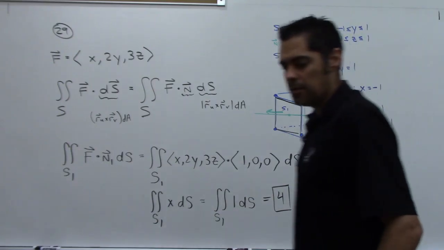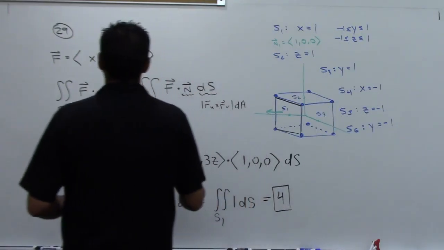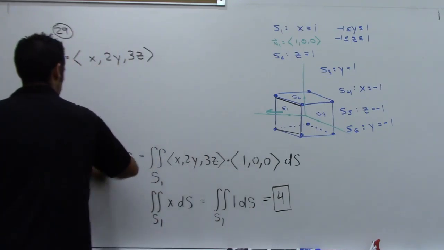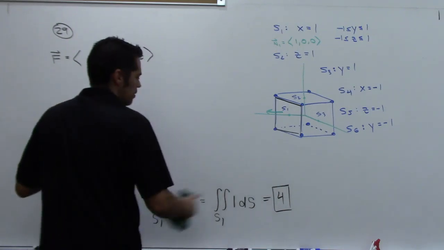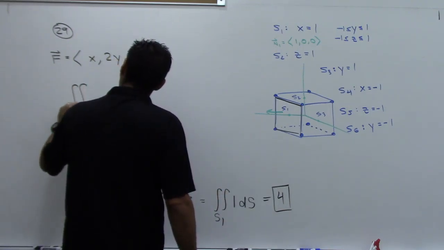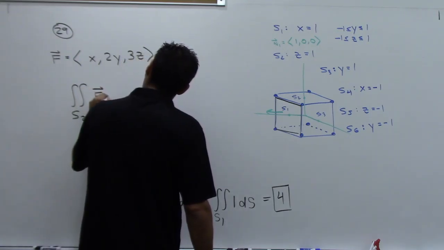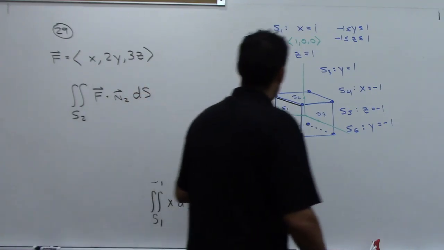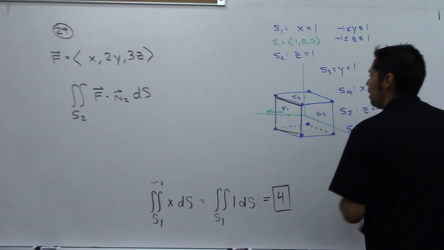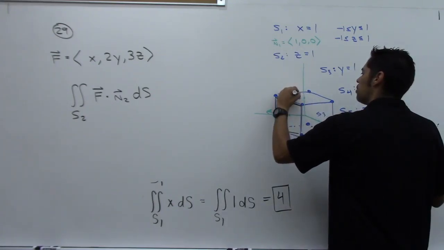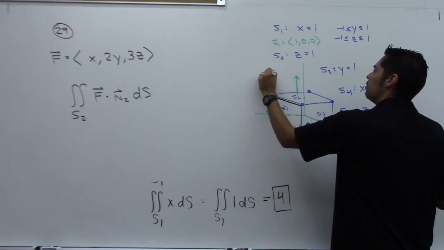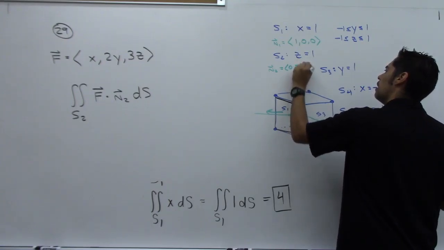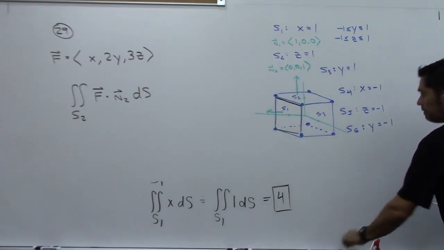Let's try and do S2. So for S2, I think what I'll do is erase this one. By the way, we're going to add up all these answers. So the flux over S2 is F dot the normal over S2 dS. What's the normal vector of S2? S2 is z equals 1. This one points straight up like this. So the normal of S2 is (0, 0, 1), straight up. It's basically k hat.